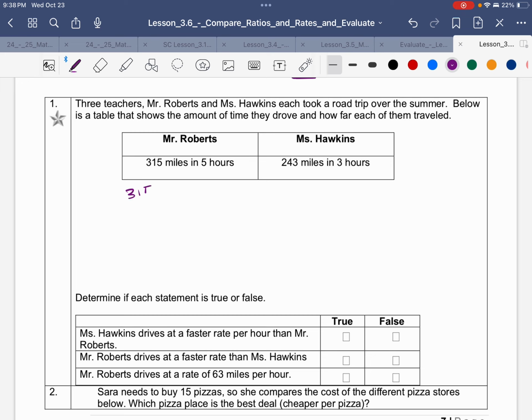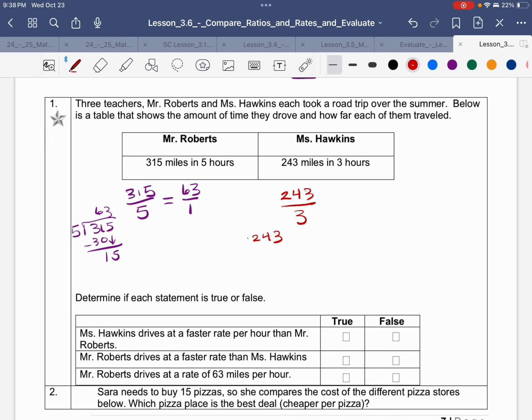315 miles in 5 hours. We need to figure out how much in 1 hour. Do your division. 315 divided by 5: 6, 30, 1 left over. Drop your 5, 3. So 63 in 1 hour. So over here, we got 243 miles in 3 hours. Let's do our division.